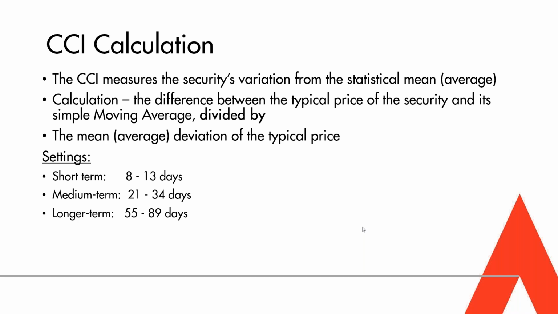Now, some of the settings you can use with this indicator depend on whether you're short, medium, or longer term. Short-term traders might experiment with 8 to 13 days as the time frame. Medium-term traders might use 21 to 34 days. Longer term to position traders might use 55 to 89 days as their time frame for this indicator.